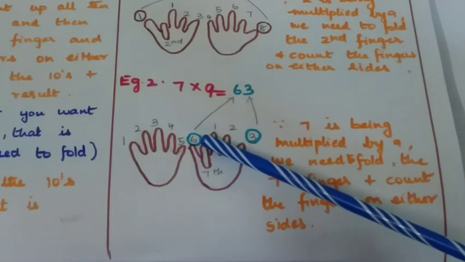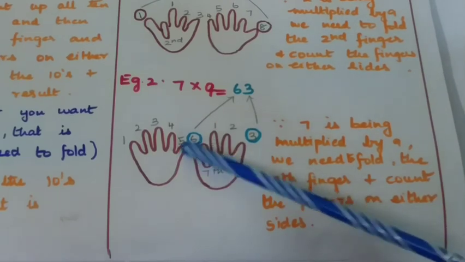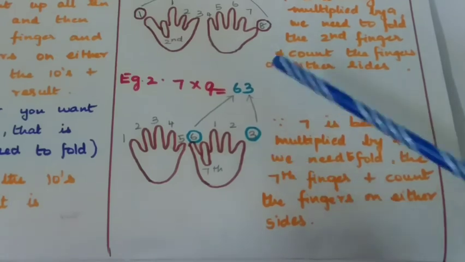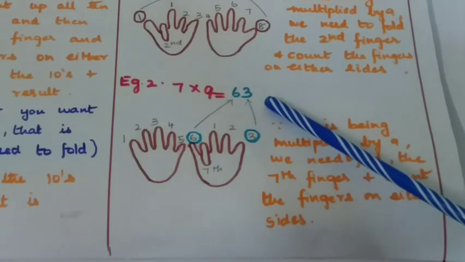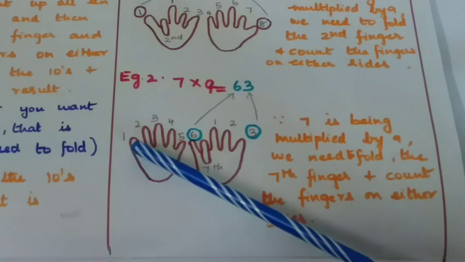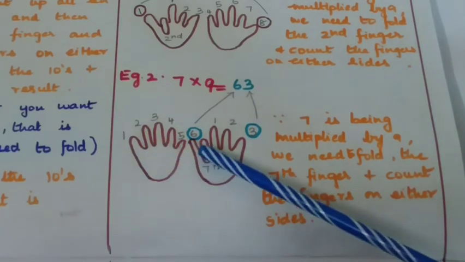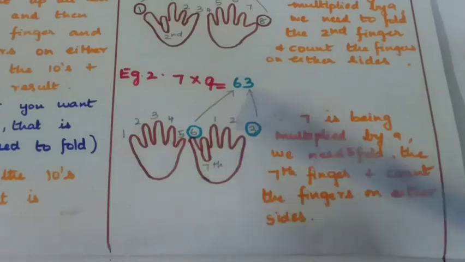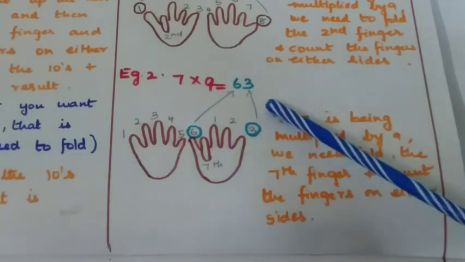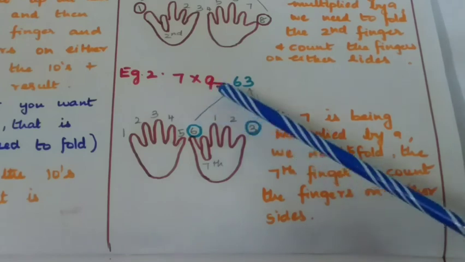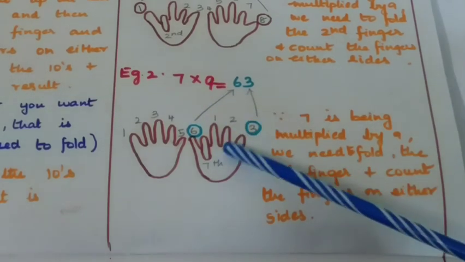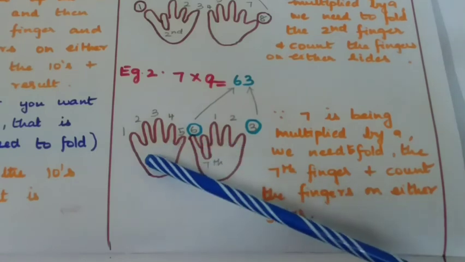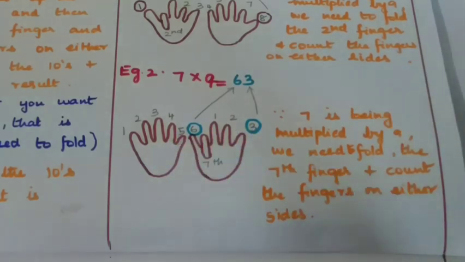Now let's take this example where 7 is being multiplied by 9. So we need to bend the 7th finger and find the number of fingers before the 7th finger and the number of fingers after the 7th finger to obtain the result of 7 into 9. So now when you count here, it is 1, 2, 3, 4, 5 and 6 fingers before the 7th finger and 3 fingers after the 7th finger. So the result of 7 into 9 is 63. So whichever number is being multiplied by 9, you need to bend that finger and then you need to count the number of fingers before and after it to find the final result.